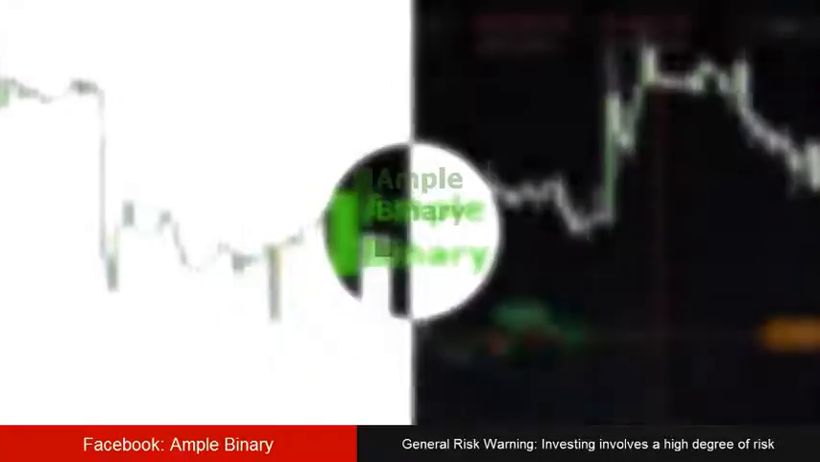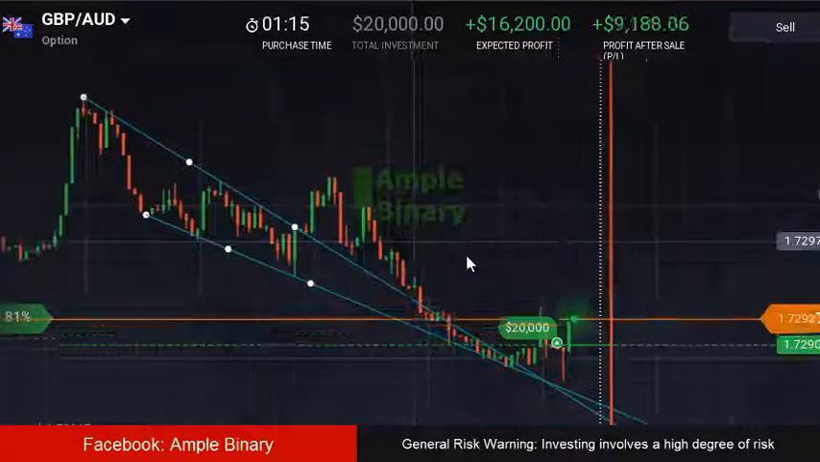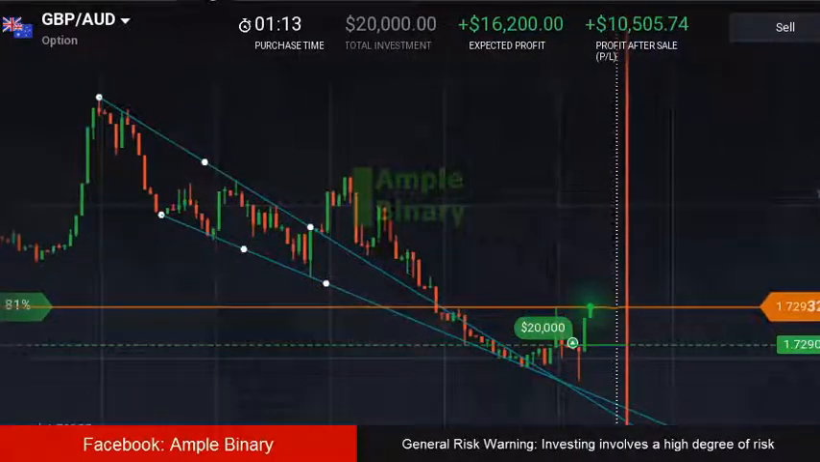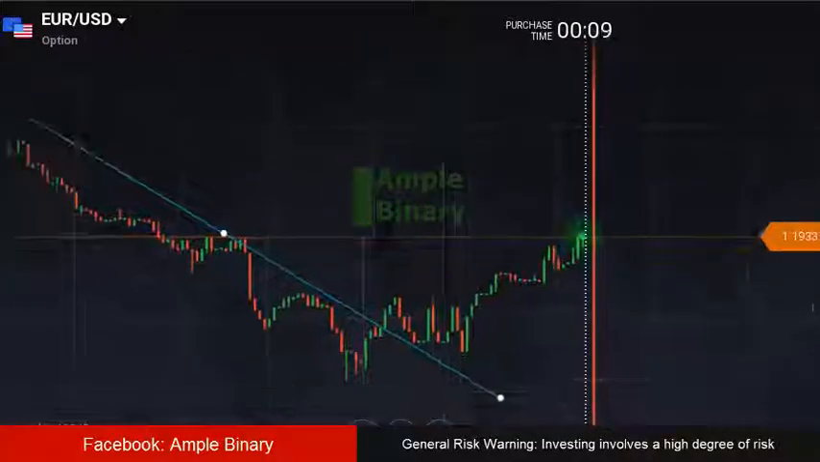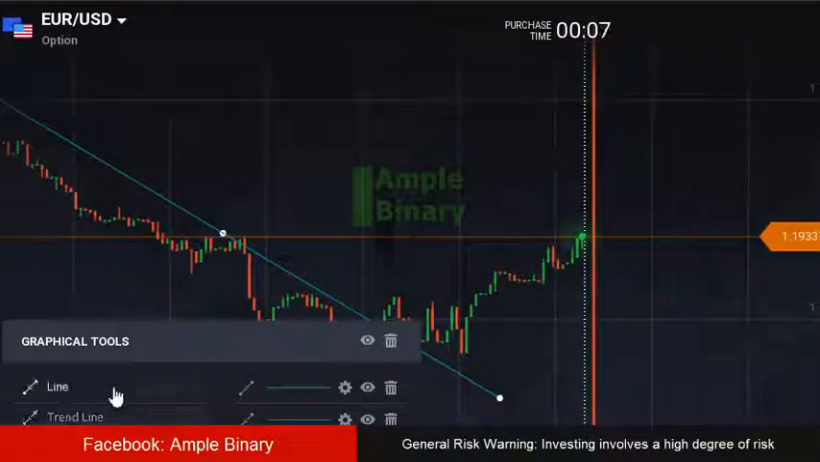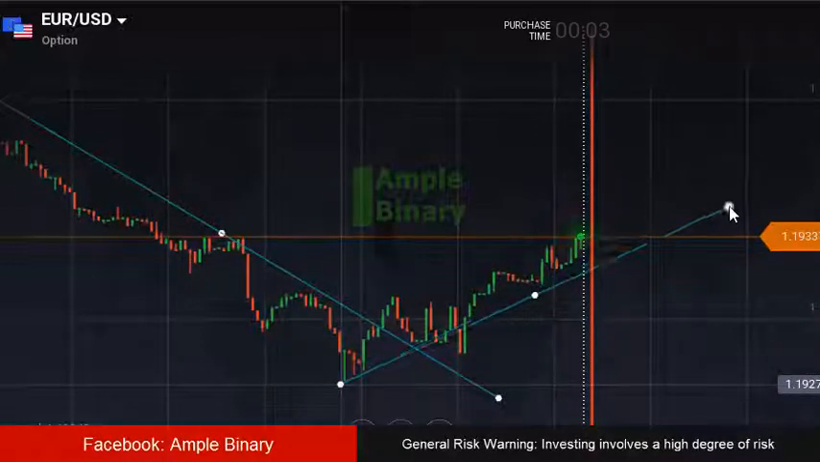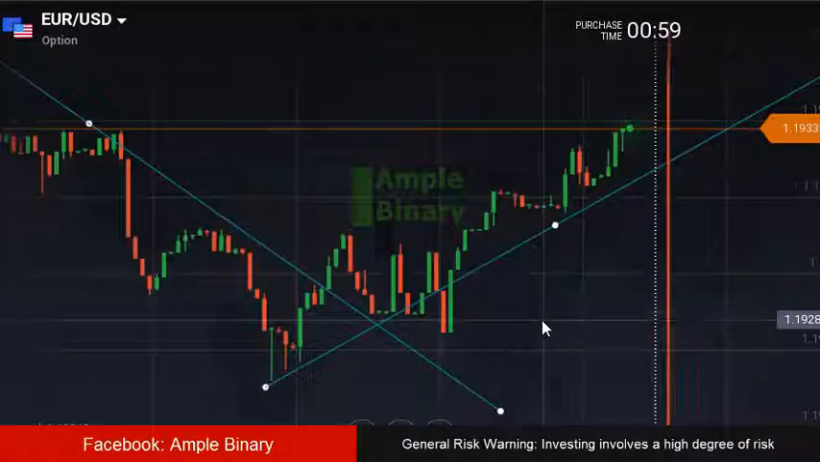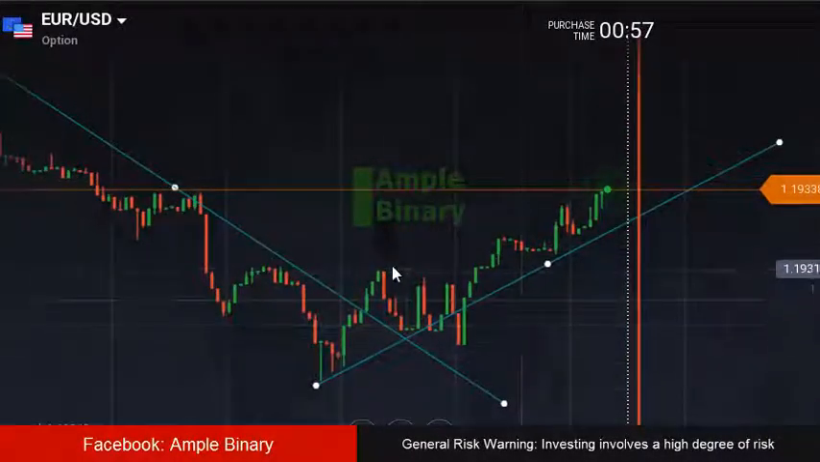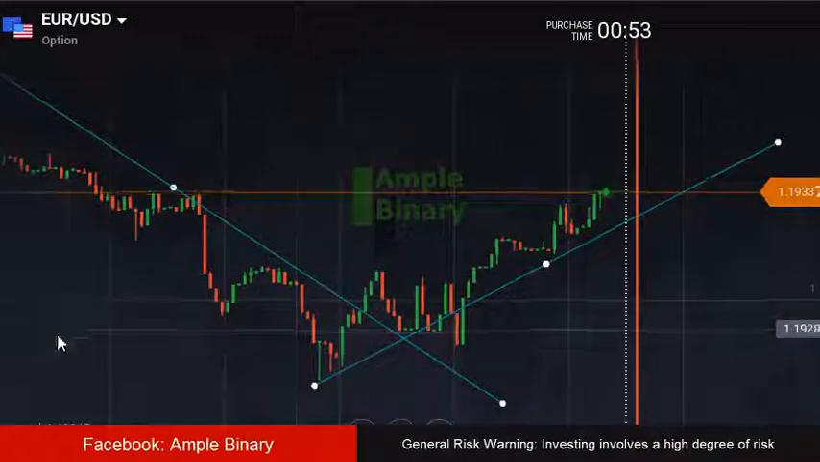So as promised, we have a trading session. I'm trading GBP USD and Euro USD, so I just have one trade for now, and I'll be using the binary trading pattern. So it involves the trend and price action.